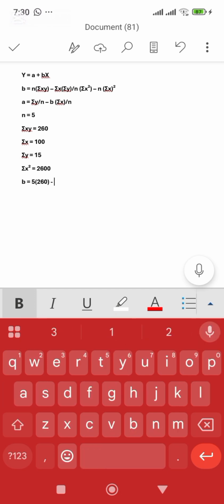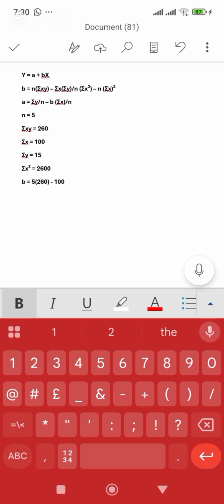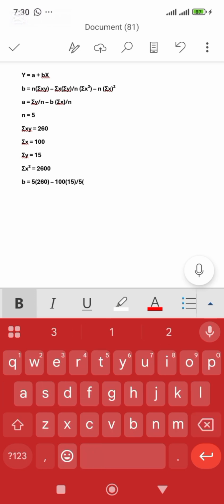But the thing is, this is B, right? So 5 times 2600. Remember the formula says N summation XY. Summation XY is 260, and then that's summation Y. That's 100 times 15, right? We are solving for B now. Divided by N summation X squared, which means, remember summation X squared is 2600. If you go up, 5 is the N. 5 times 2600.